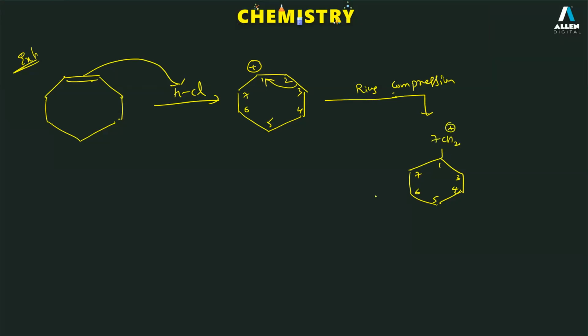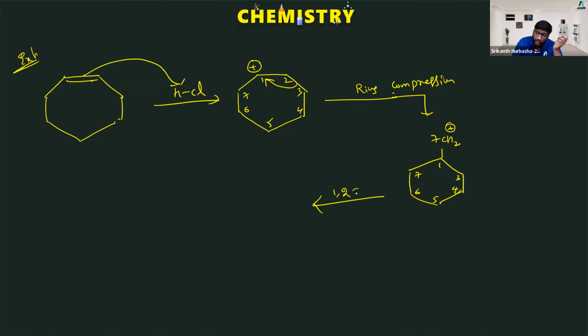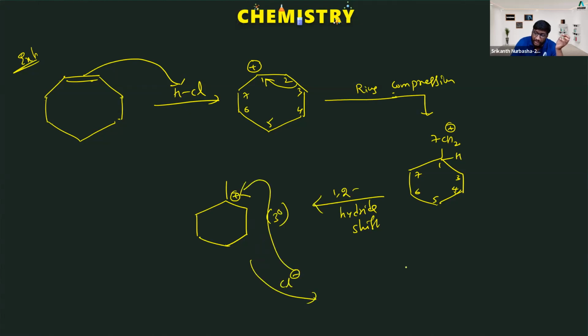So a primary carbocation can undergo hydride shift. So 1,2 hydride shift you can do. Hydrogen is present on the first carbon. So if you do the 1,2 hydride shift, you will be generating a 3-degree carbocation, 6-member ring, more stable. So now Cl minus comes into the picture. Cl minus, acting as a nucleophile, attacks this particular carbon. You will be generating a compound like this.